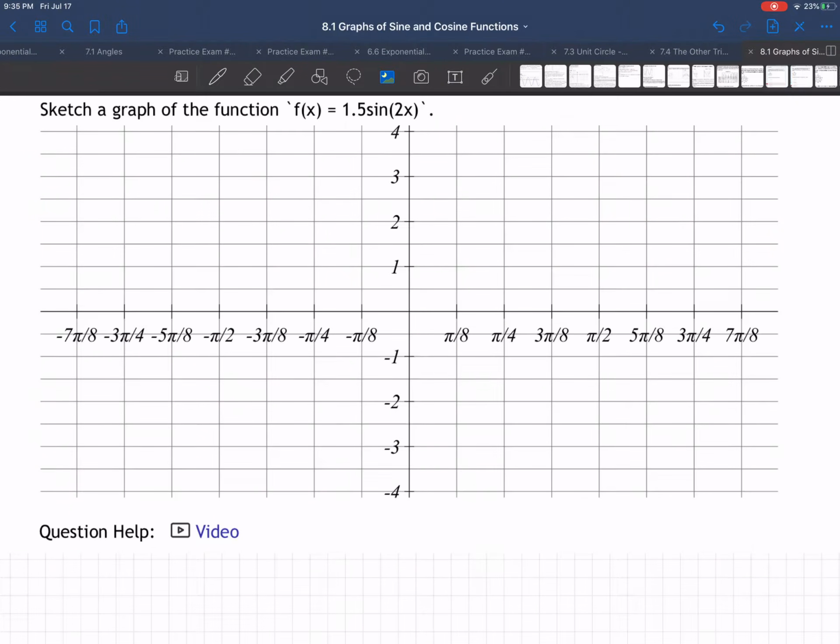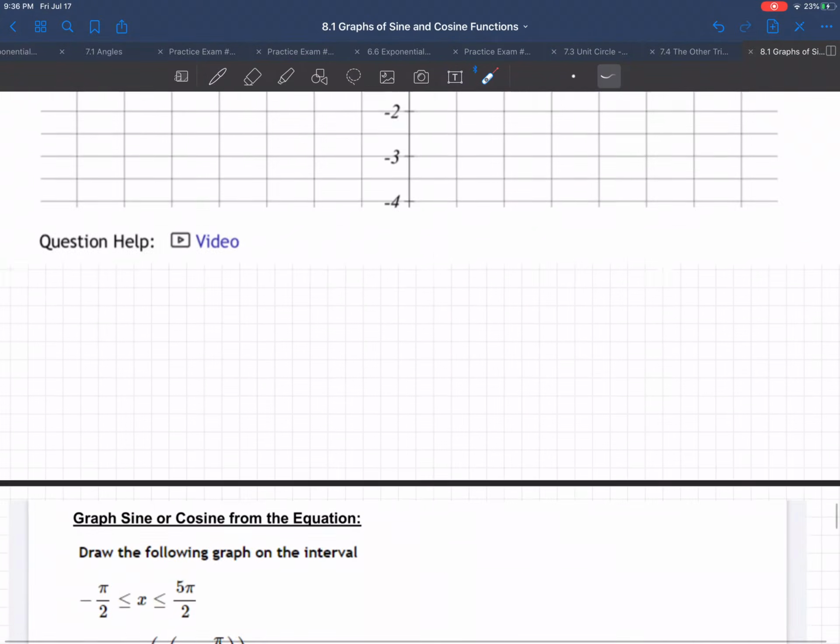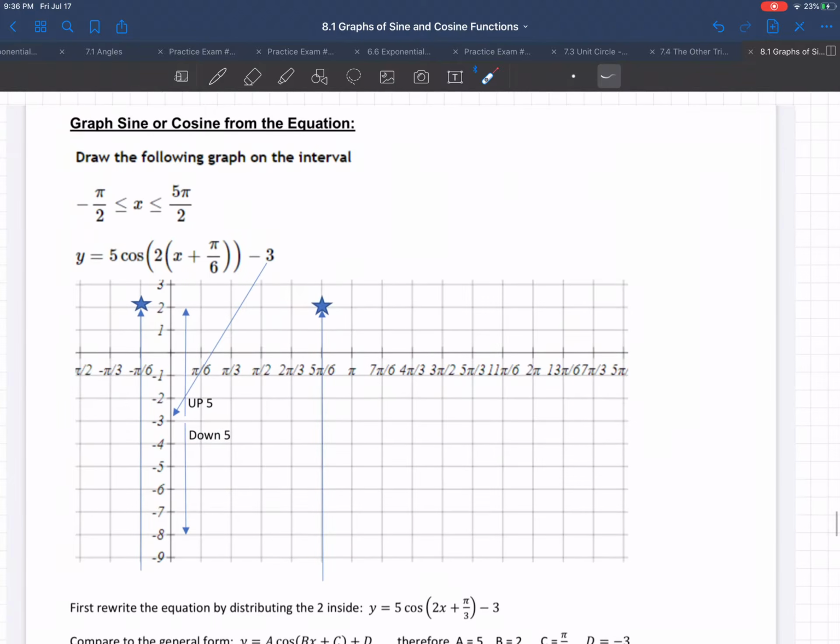Okay, so here we have an example where we're graphing a sine function. Y equals f of x equals 1.5 sine 2x. So how do we actually go about graphing? Well, to graph the sine function, let me come down here. I gave you some instructions for graphing sine or cosine. The example I gave was cosine, but the same basic ideas apply.